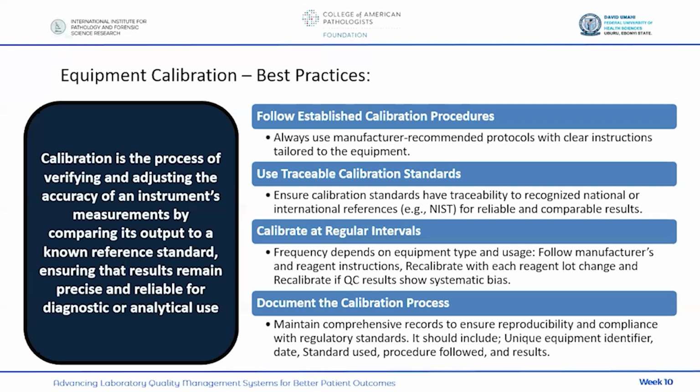So your calibration record should include your unique equipment identifier. We should know the equipment you calibrated. We should know the dates when you calibrated, the standard you used for that calibration, the procedure you followed. What did you do? You need to list them unequivocally. This is the procedure you followed for your calibration. And then what were the results of your calibration? All these are essential to ensure reproducibility and compliance.